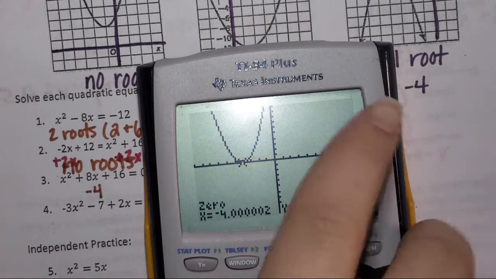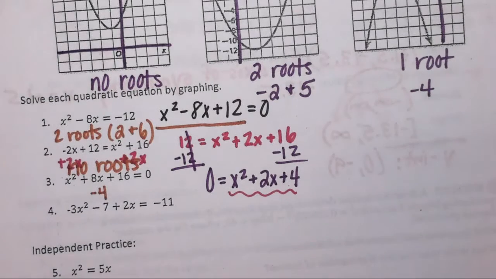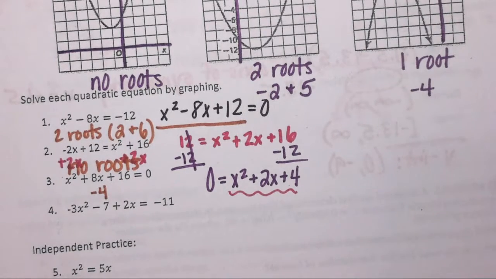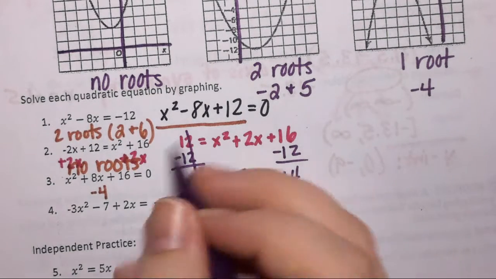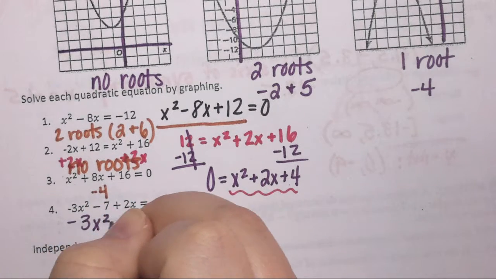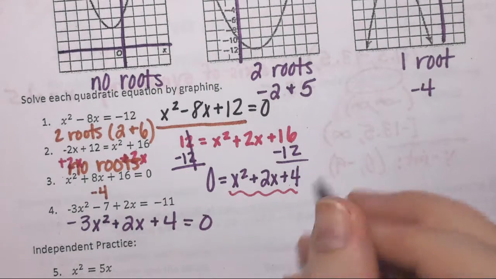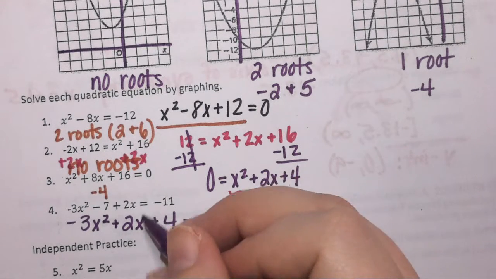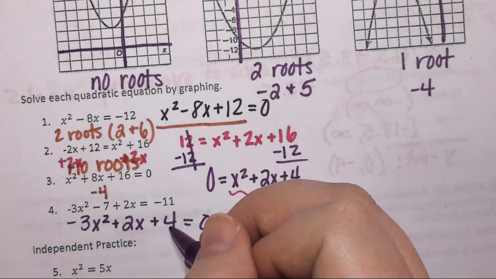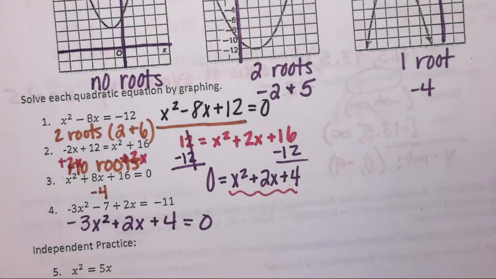Okay, number 4 is our last one. We got to rearrange. Can someone, to get their group of points, tell me what the answer should be in standard form? Yes, dear. Negative 3x squared plus 2x plus 4 equals 0. Okay, so Brady not only added 11 to both sides, and so negative 7 plus 11 is 4. He also thought to put the 2x in the middle to actually put it in standard form. And Brady gets a point for that.